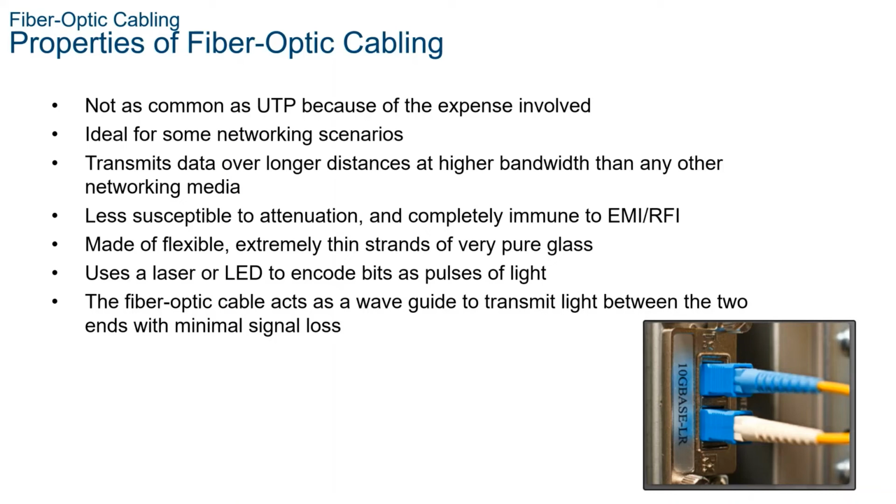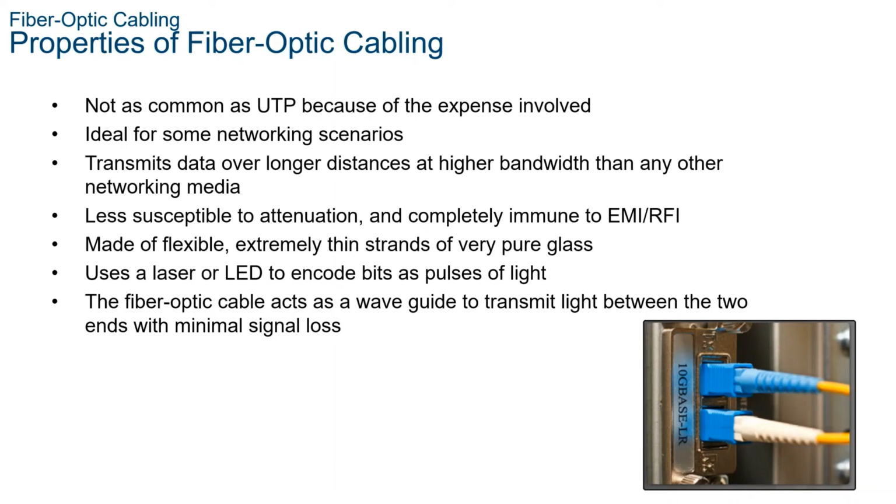Optical fiber is flexible but extremely thin, a transparent strand of very pure glass not much bigger than a human hair. Bits are encoded on the fiber as light impulses. The fiber optic cable acts as a waveguide or light pipe to transmit light between two ends with minimal loss of signal.